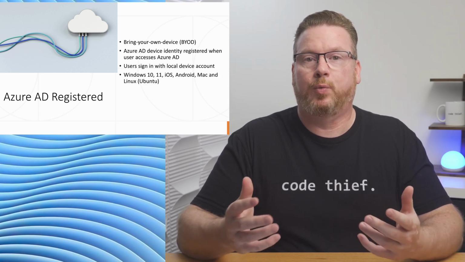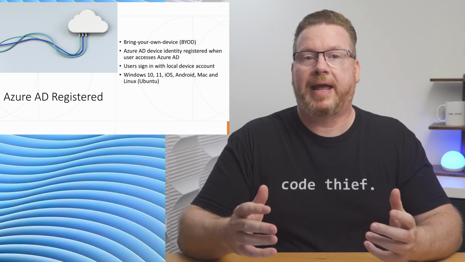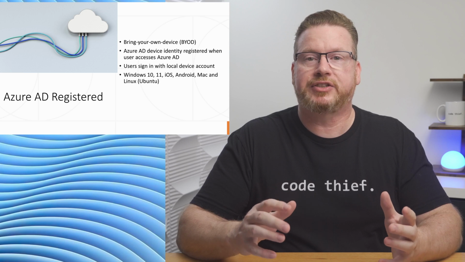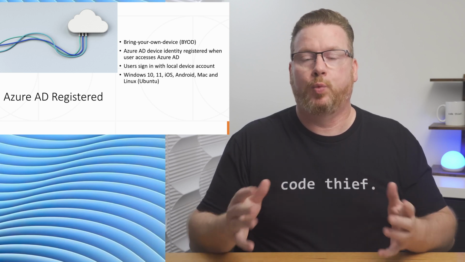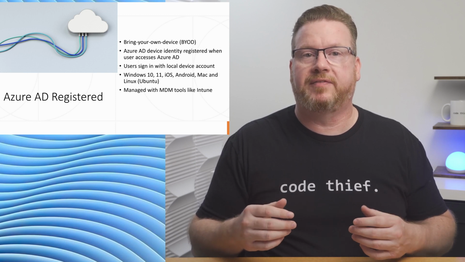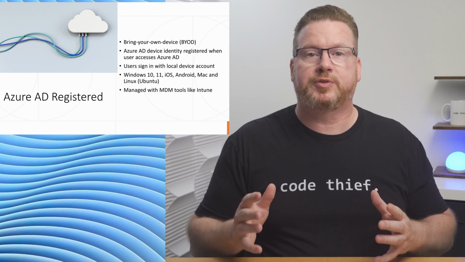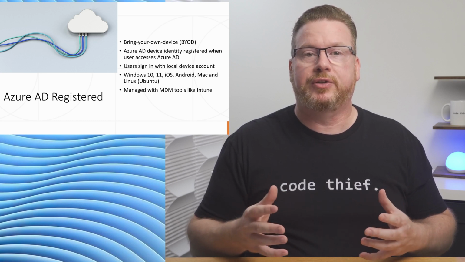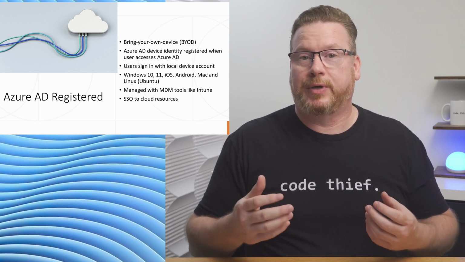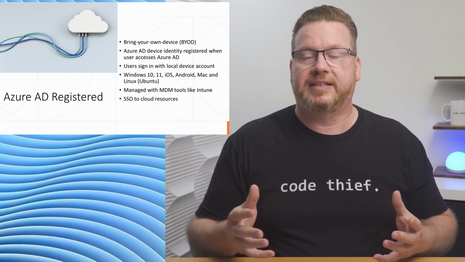These devices could be a Windows 10 or Windows 11 computer, an iOS or Android device, or a Mac or Linux device. We can limit access to resources in the organization based on the identity type with conditional access policies. We can further secure these devices with a mobile device management tool, such as Intune. For example, we can use Intune to enforce policies on the device before the user can access company resources. The key to remember, Azure AD registered identities are for personal devices in a bring your own device configuration.